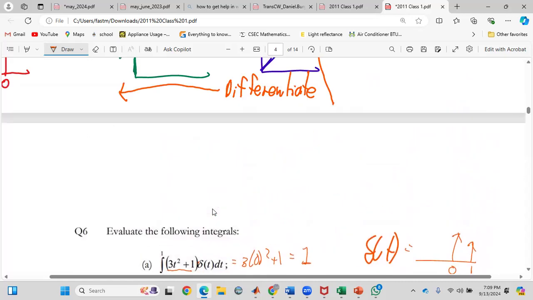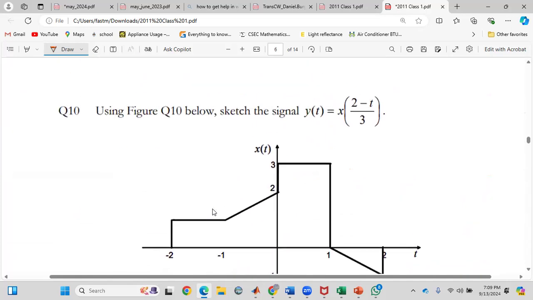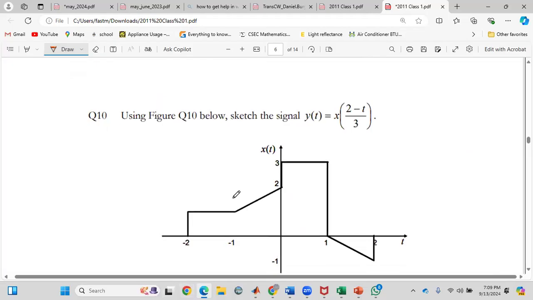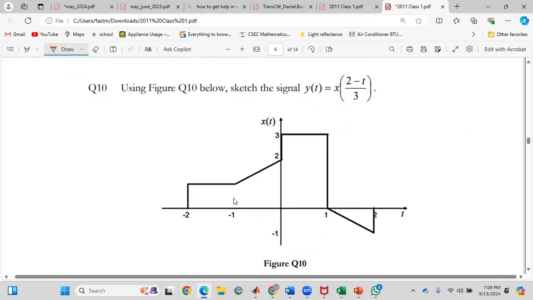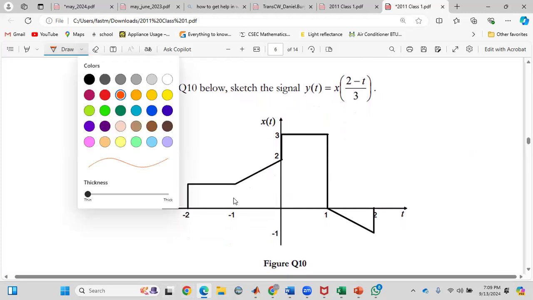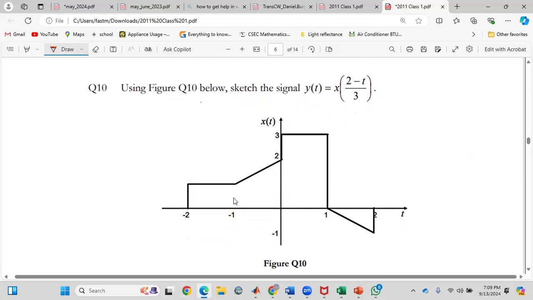All right, so that was that. So we're moving on. Look at how much space I left for that, and I didn't even start using it. All right, so they want us to do some maths with this one. They said to sketch the signal y of t equals x of 2 minus t divided by 3, right? With this, remember, we learned some functions, so we have to pick it apart to see what we have, and then we could do whatever we have to do.